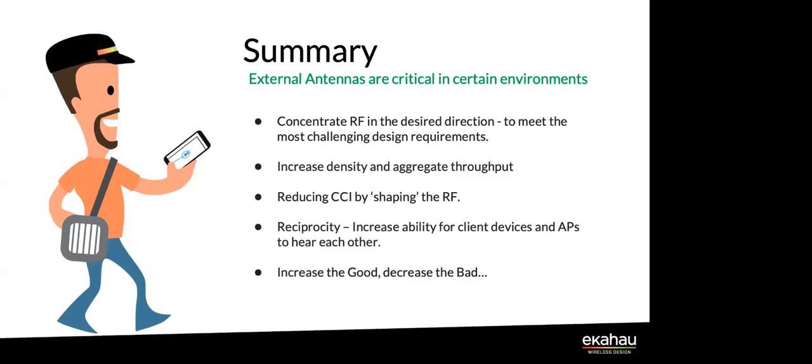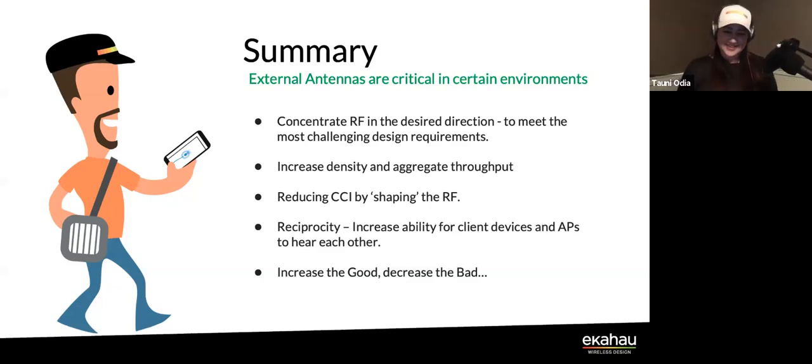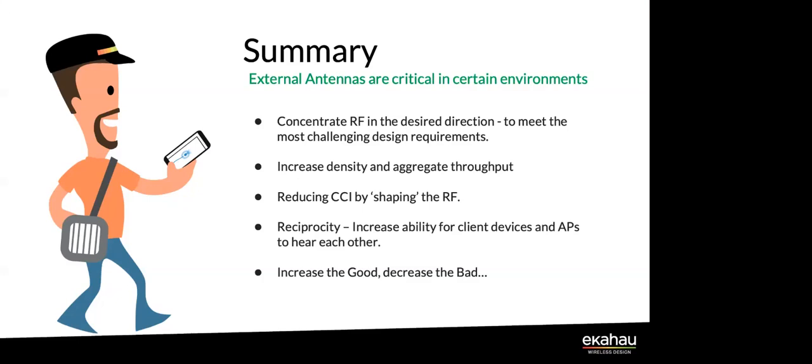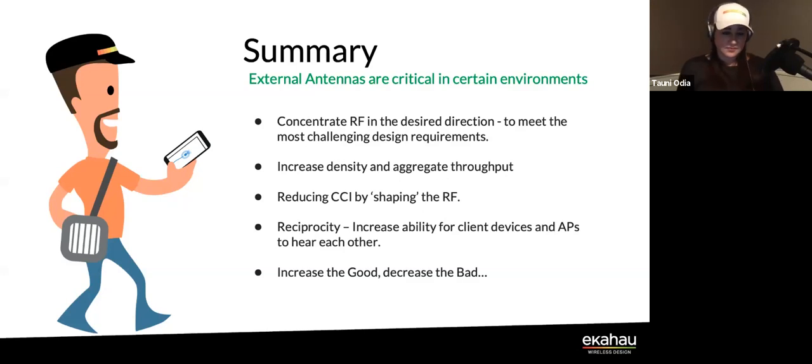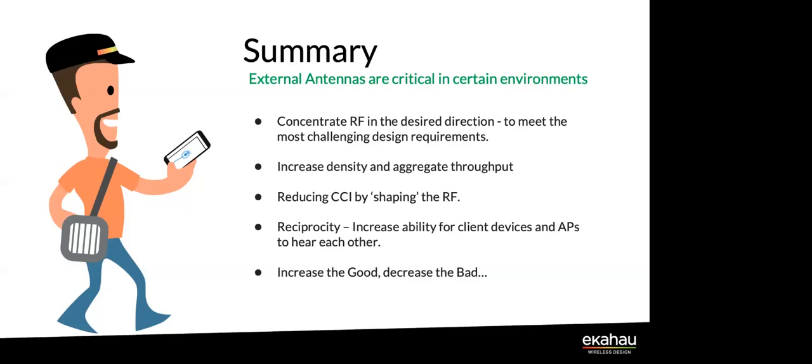So we're just coming up at the top of the hour. We've had some really great content, and I'm sure we could go another half hour on this, but we covered a lot. Just to summarize, we talked about concentrating RF, getting it where we wanted it to go, and reducing co-channel interference by shaping that RF. Reciprocity was the term of the day: how do we see that, and try to increase the ability of the client devices, increase the good and decrease the bad, as Jake put it.